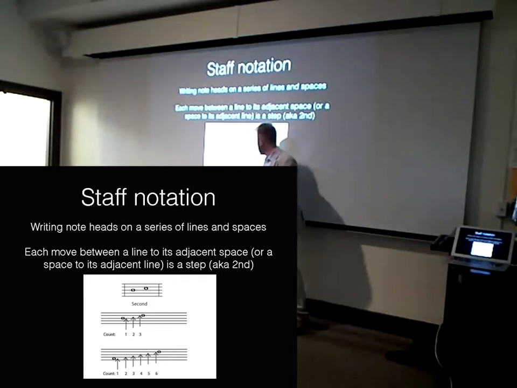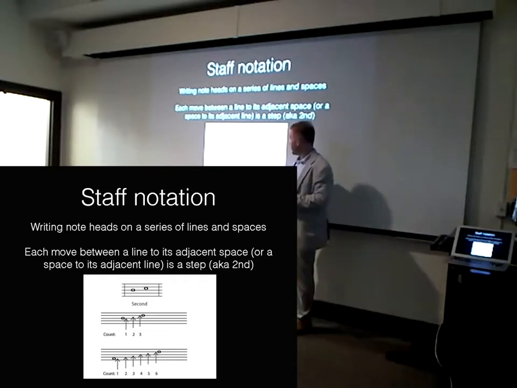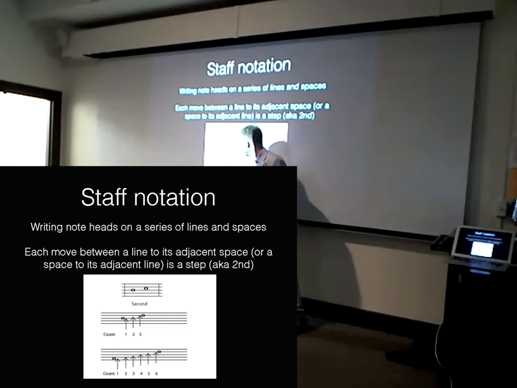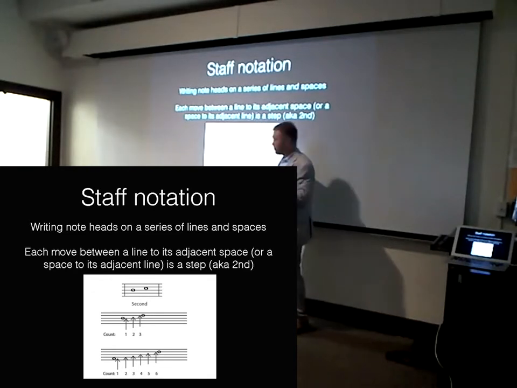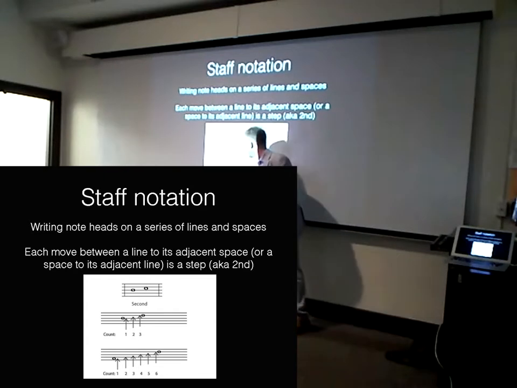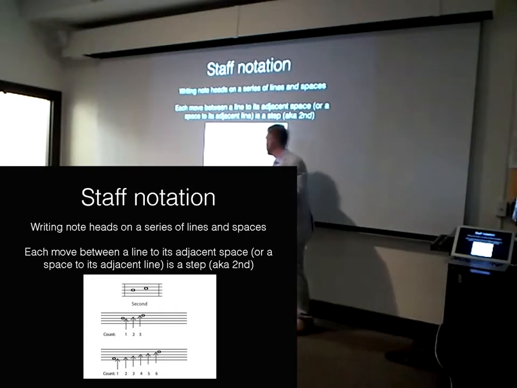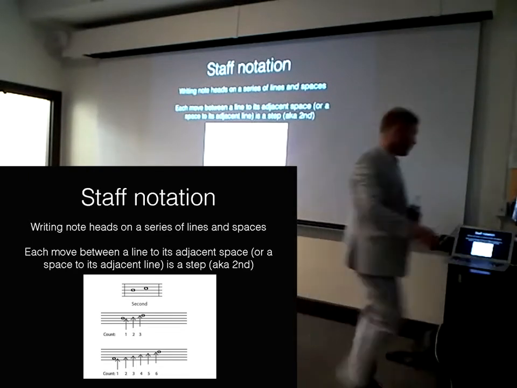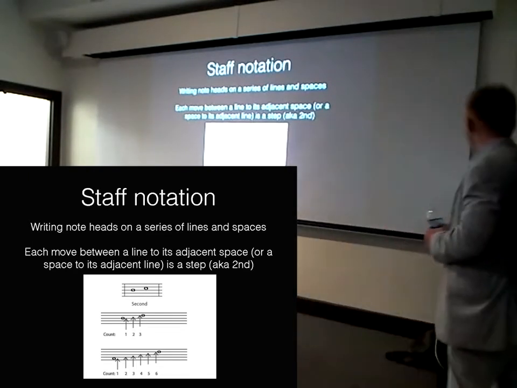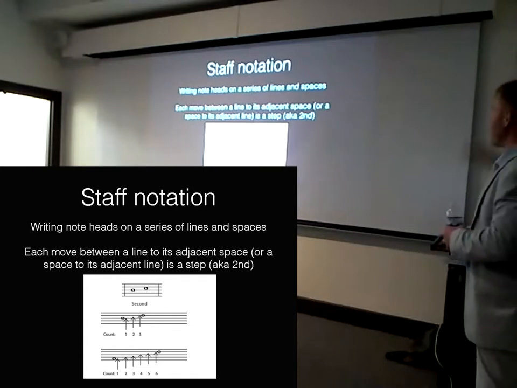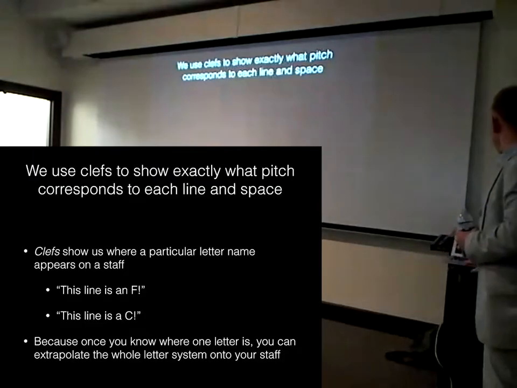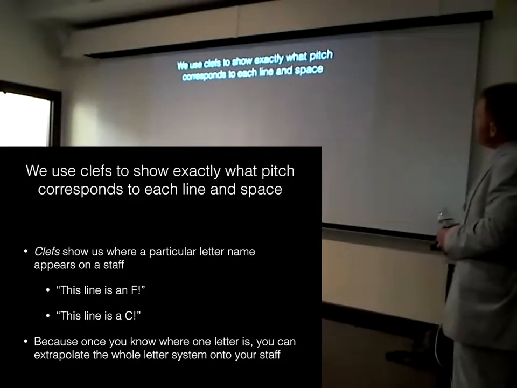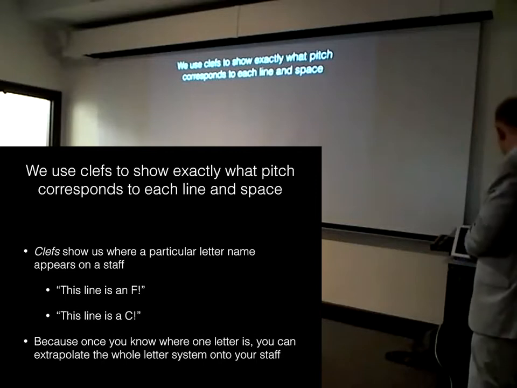But then you go even larger jumps. So this would be a big leap because you're skipping from the first step of our ladder to the sixth step of the ladder. So this is the intuition behind staff notation, is that it's like a ladder that you're moving these little bubbles up and down on. And then we use clefs to show exactly what pitch corresponds to each line and space.